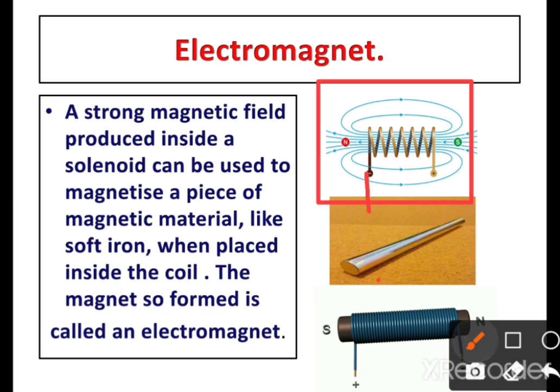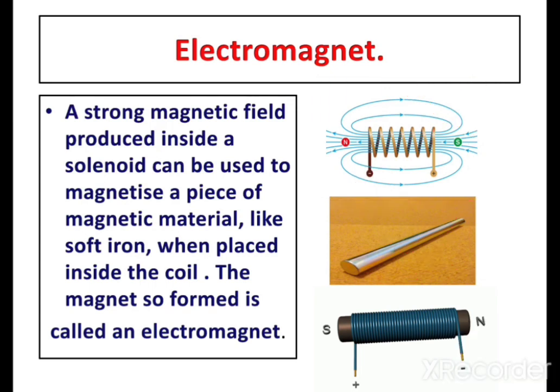When I stop the switch, that means there is no current flow in the solenoid, so there is no magnetic field around the solenoid. If there is no magnetic field around the solenoid, the soft iron is never converted into a magnet. So when the electric current is given, it is converted into a magnet. Such a magnet is called an electromagnet. It is a temporary magnet. Once we remove the current from the circuit, it does not behave as a magnet.